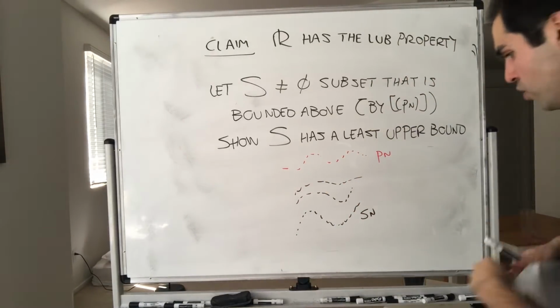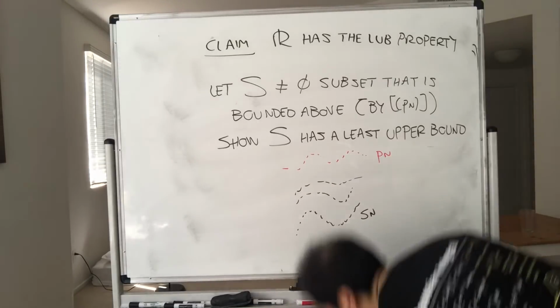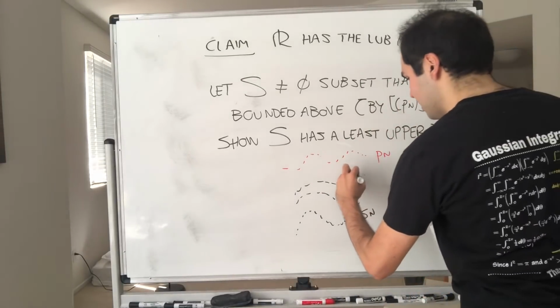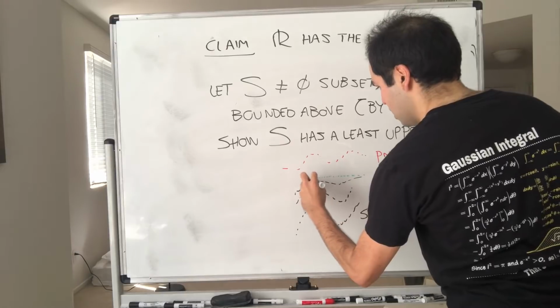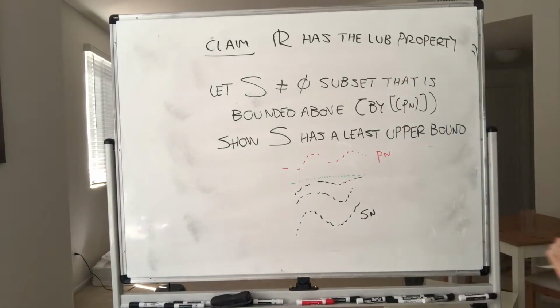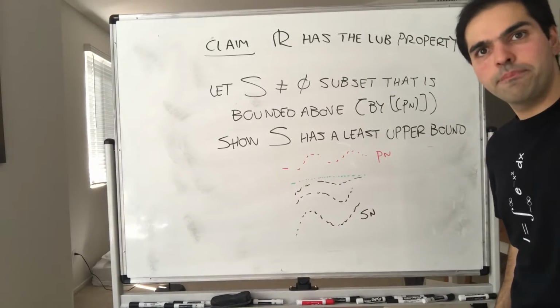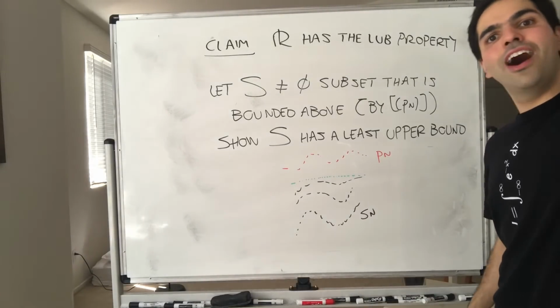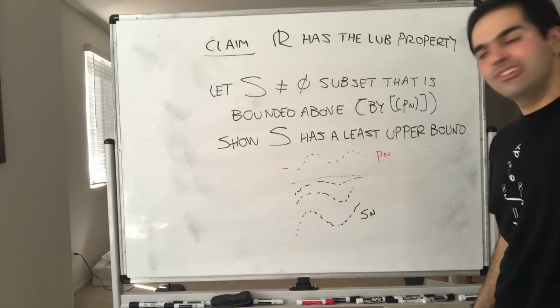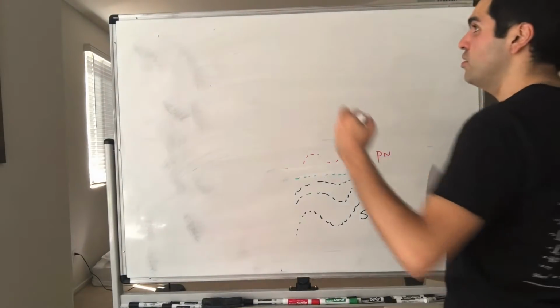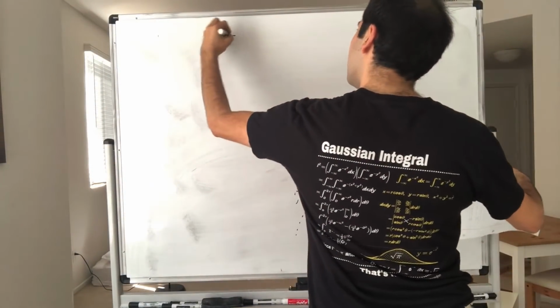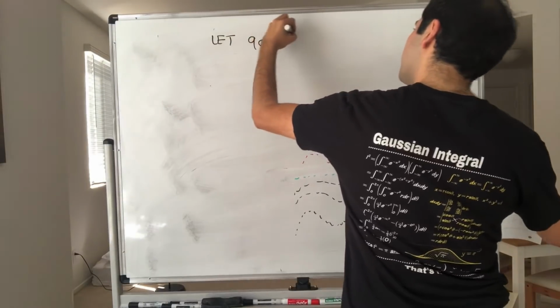And what we want to do is find some sort of a least upper bound, kind of like that. That's what we would like to find. And the way we do this, we construct it in steps. So we first define Q0, and then Q1, Q2, etc. Okay, so let Q0 be the smallest integer.